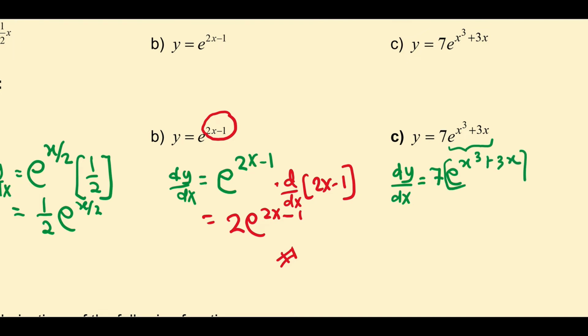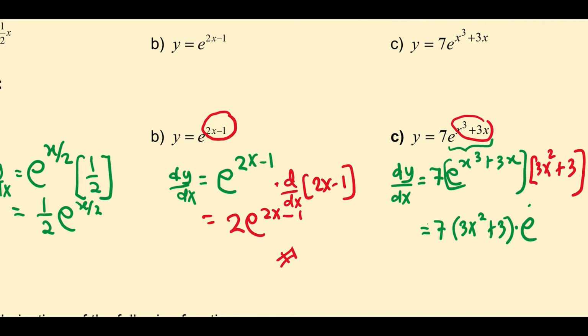Then you need to differentiate x cubed plus 3x. The answer is 3x squared plus 3. Okay, so simplify, you will get 7 times (3x squared plus 3), then followed by e to the power of x cubed plus 3x.